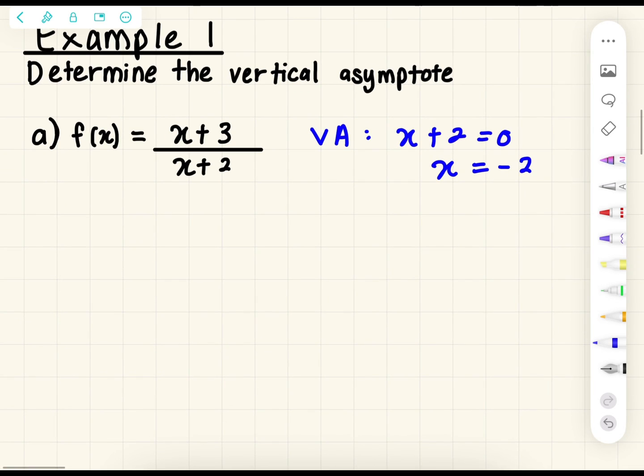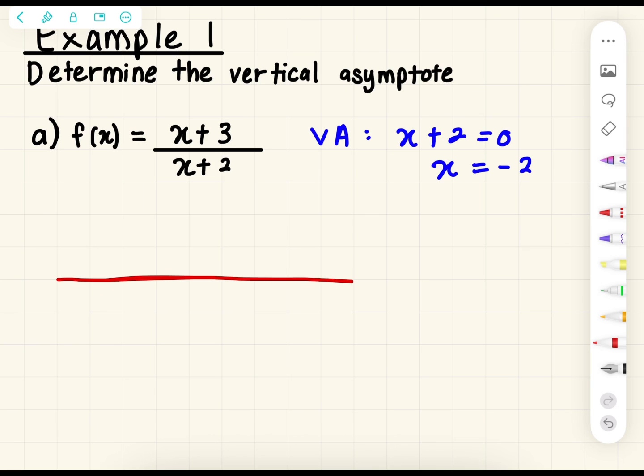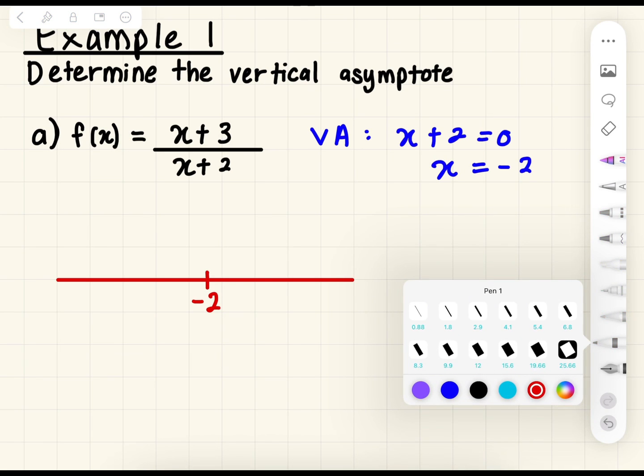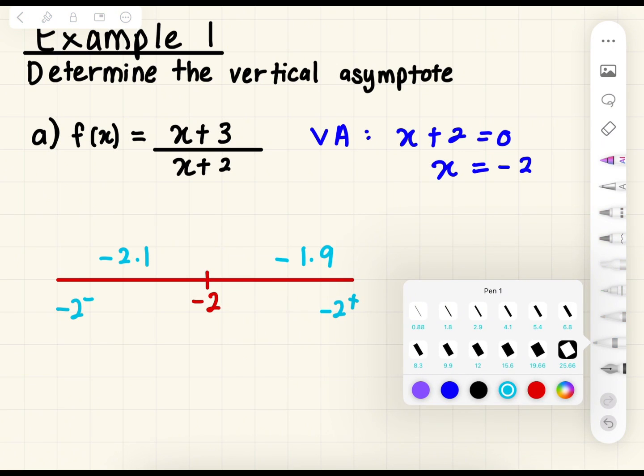What we can do is use a number line to represent our vertical asymptote, which is x equals negative 2. We need to find x from the left and x from the right. This is negative 2 from the left and this is negative 2 from the right. We can assume any value: for negative 2 from the right, we can assume the value is negative 1.9, and for negative 2 from the left, we can assume the value is negative 2.1. Okay, so let's proceed to the working.